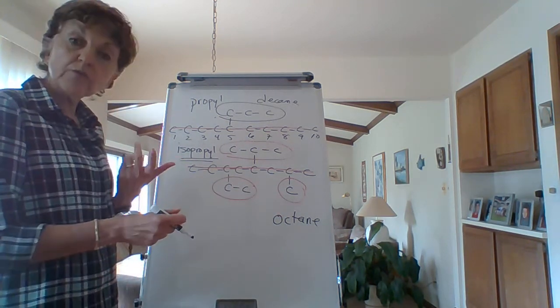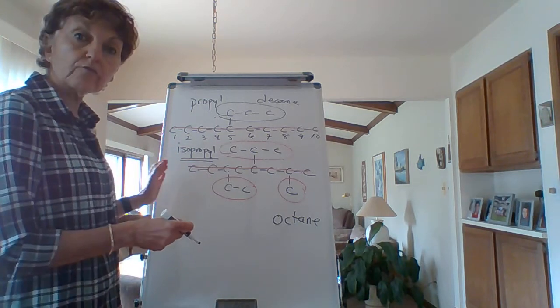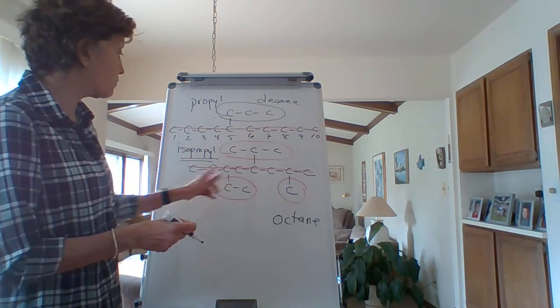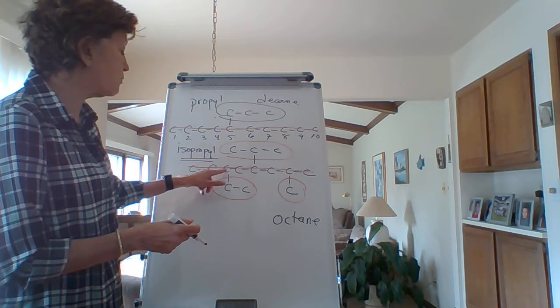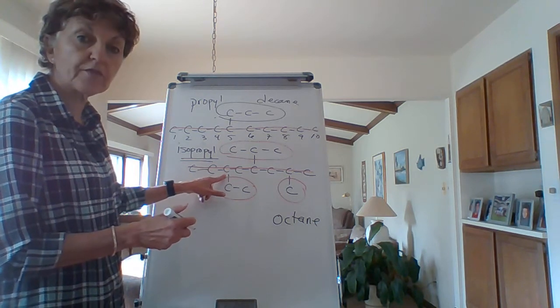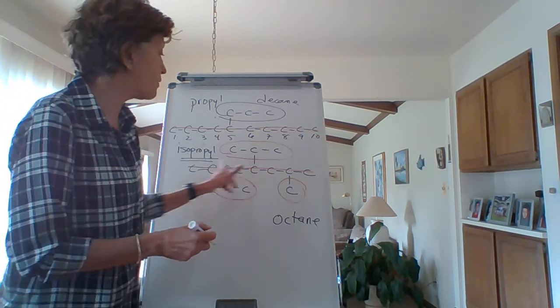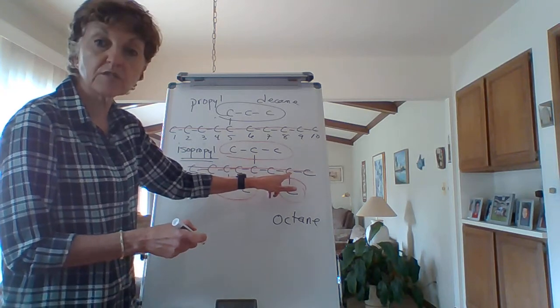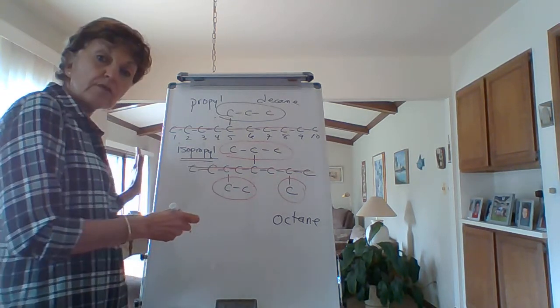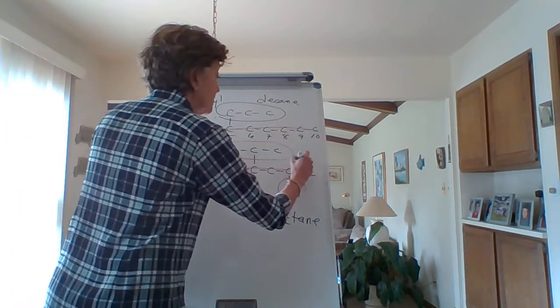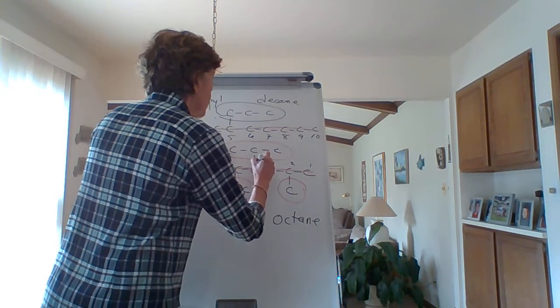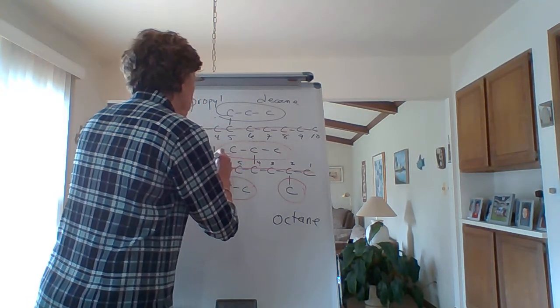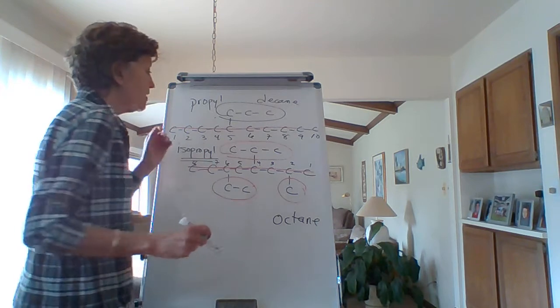Now, which way should we number it? Left to right or right to left? If you number it left to right, this would be 1, 2, 3. You would hit your first substituent at 3. But if you number it right to left, you hit your first substituent at 2, so you got to number it this way. So this is 1, 2, 3, 4, 5, 6, 7, 8. All right.